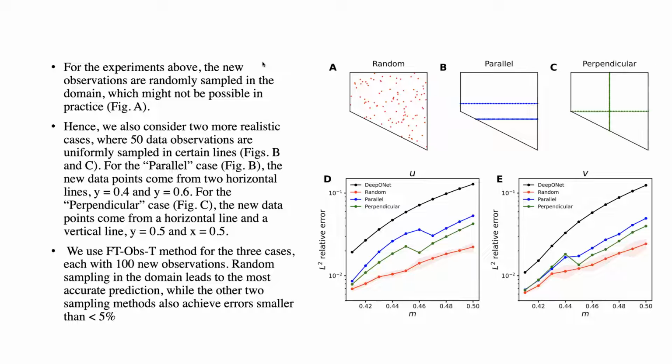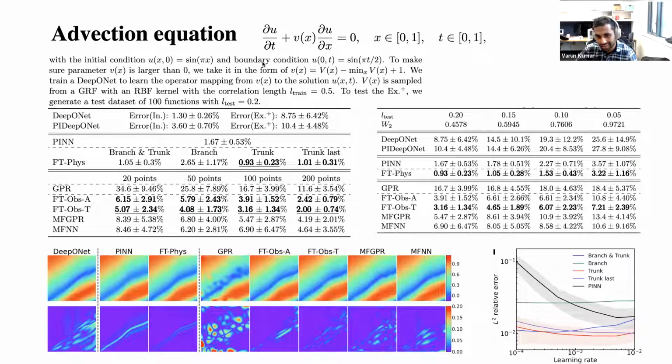I had a small question, I guess. Sorry, this is Varun from Brown. In your advection equation, you're freezing layers and training probably the last layers with your physics to improve your results. Is that very similar to transfer learning, or how is it different from transfer learning? Yeah, this is a kind of transfer learning. Okay, thanks.